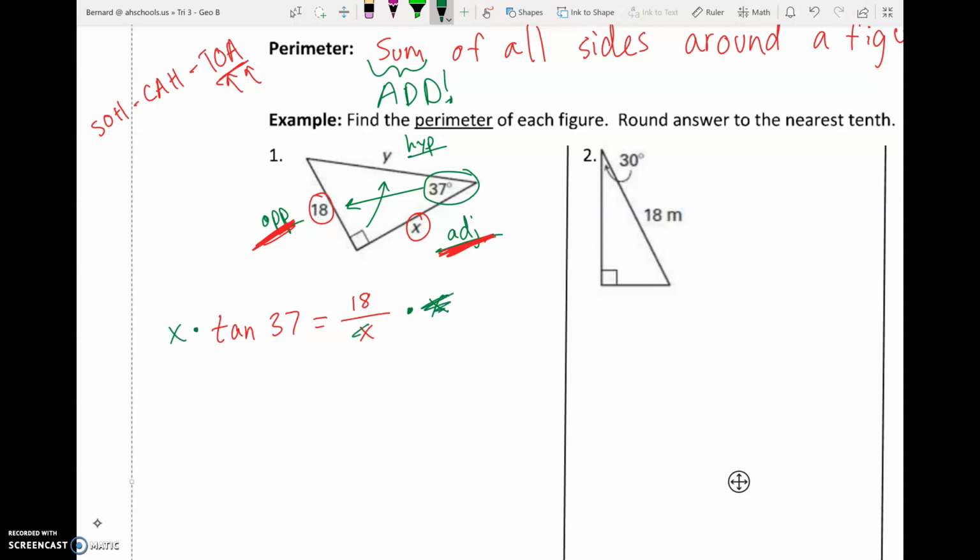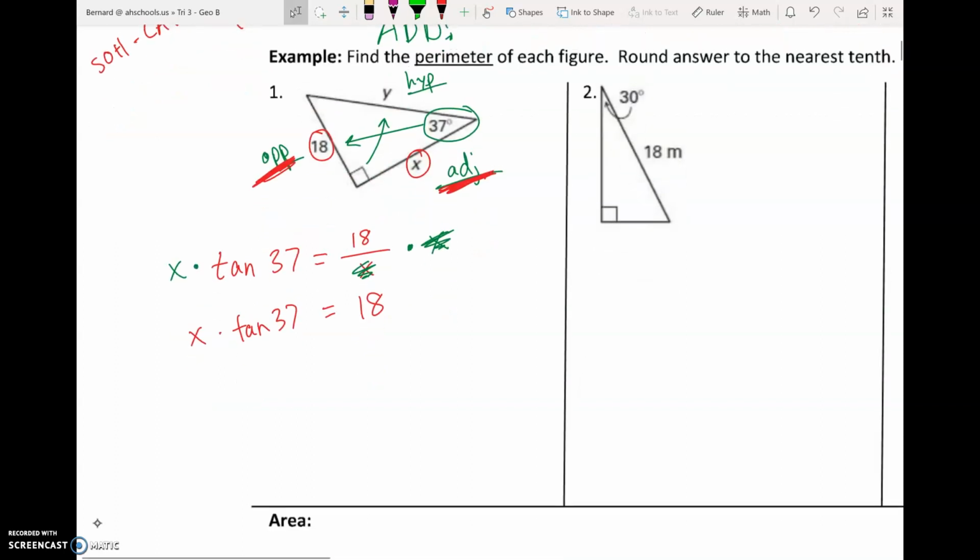And that's going to cancel our X's on the right. And it's just going to leave us with what was on the top over there. So 18 now on the right. And then we have that whole thing on the left, X times the tangent of 37. And remember, we want x by itself. And also remember, the tangent of 37 is just a number. And so we can simply divide both sides by the tangent of 37.